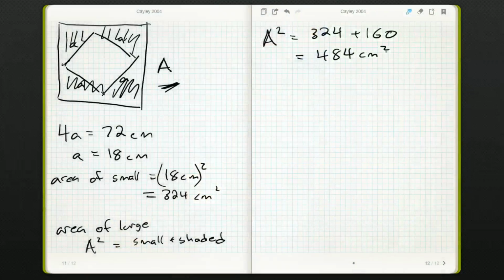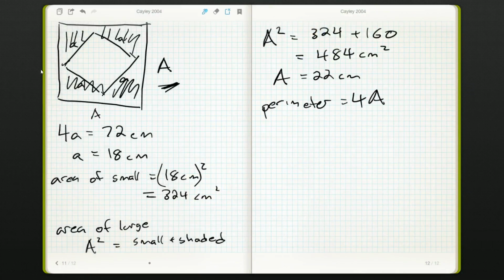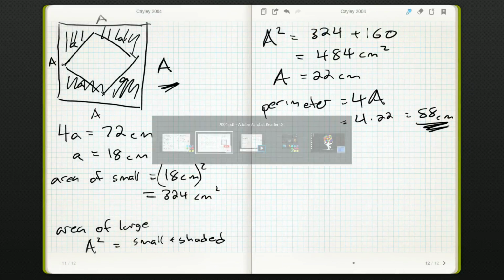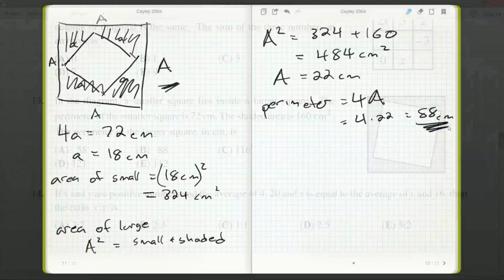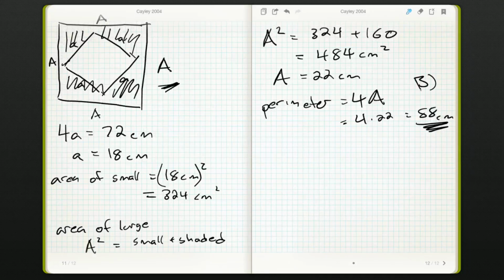Okay. So A is going to have to be 22 centimeters. We're not done yet because we need the perimeter. Well, the perimeter is going to be 4 copies of A: 1A, 2A, 3 A's, and the 4th A up top. So 4 times 22, hopefully you can do that one in your head. We're going to have 88 centimeters. I think that was B. Yes, it was B. Good memory.